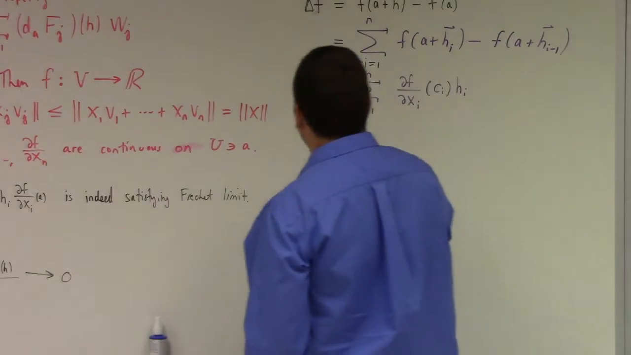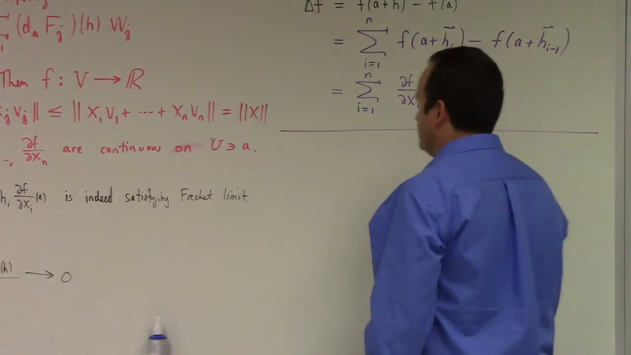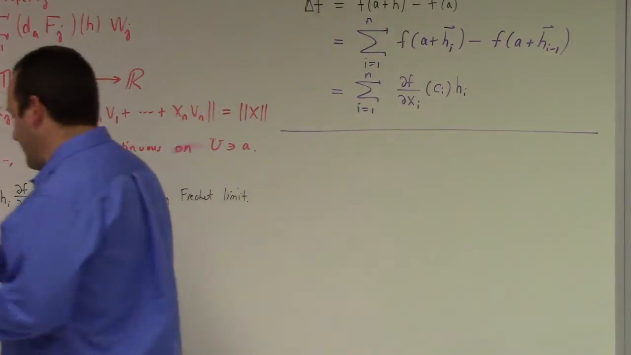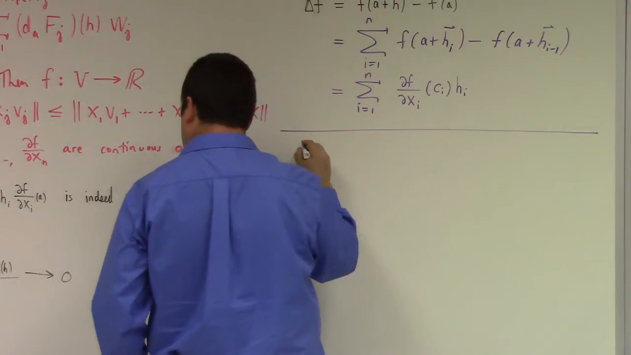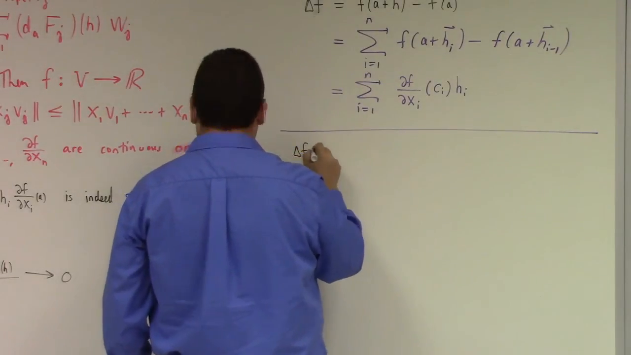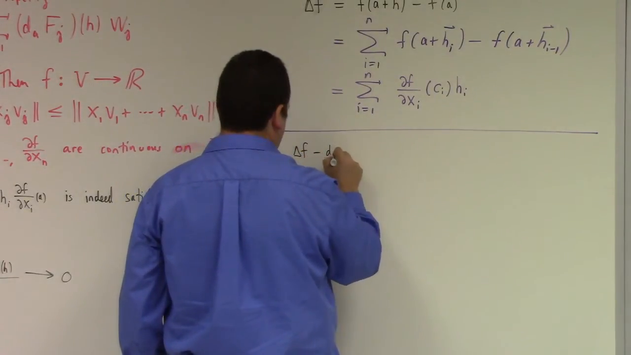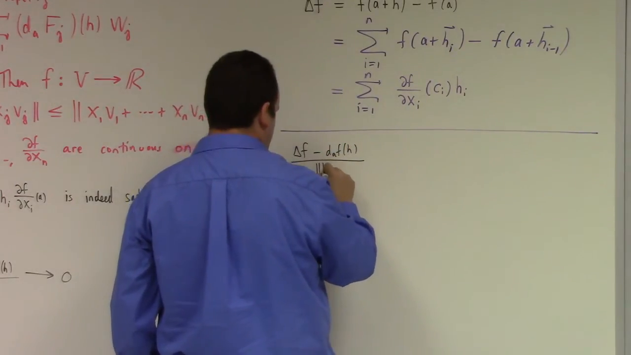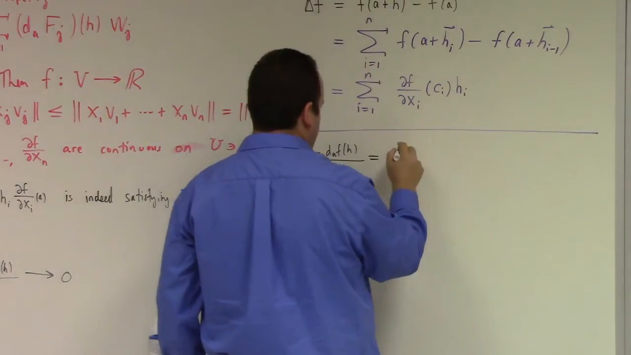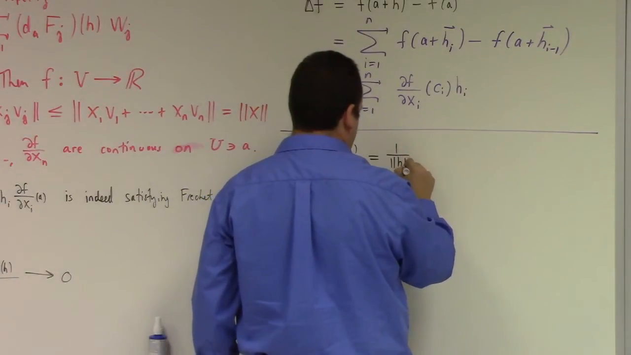So there you go. Now what do we do? Let's go back to what we're trying to do. Look at the Frechet quotient, right? So look at delta f minus daf of h over the norm of h. I'll leave the 1 over the norm of h out front to start with.